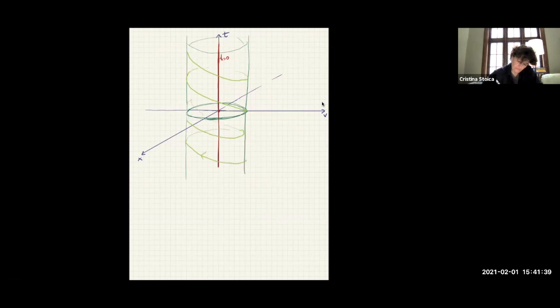Something like that. What do you think, huh?